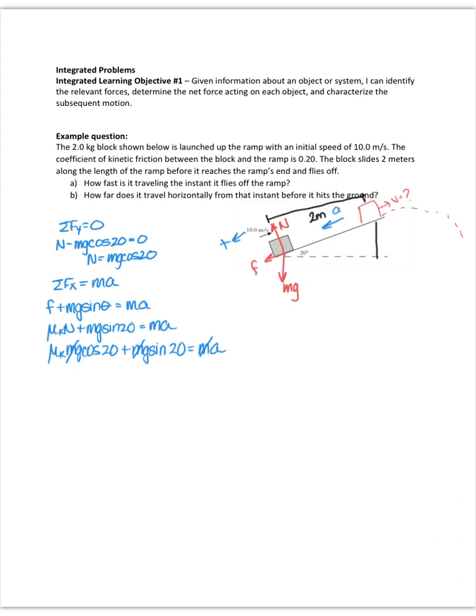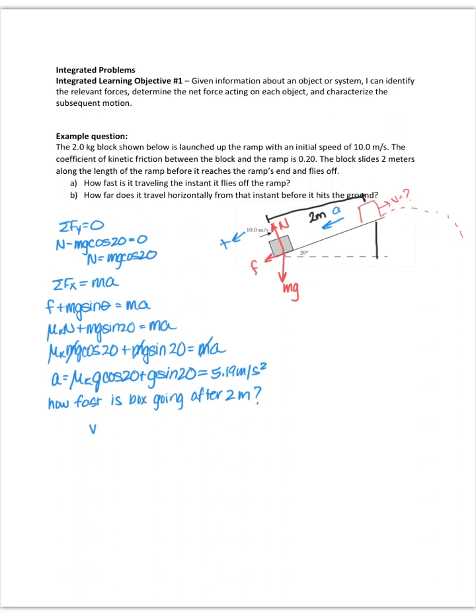I can find my acceleration here by using that the acceleration is mu sub k times g times the cosine of 20 plus g times the sine of 20. This ends up giving me an acceleration of 5.19 meters per second squared, and that's down the incline. Now I want to know how fast is the box going after 2 meters.